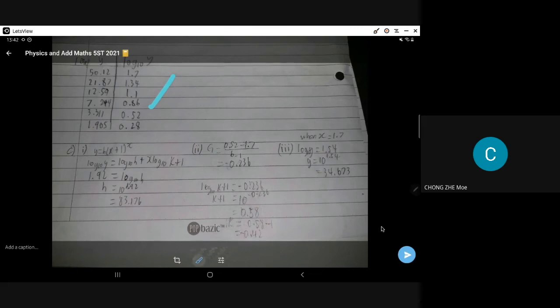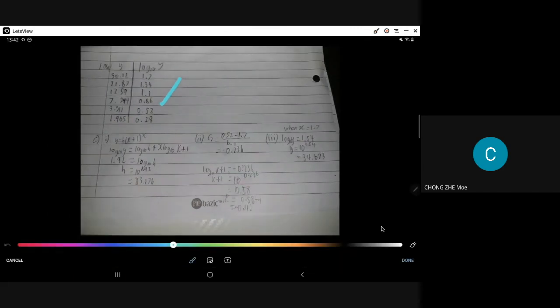For the second one, you need to find the gradient first, then use the equation of log 10k plus 1 to find k. And the third one, you just look at the graph to get log 10y when x is 1.7, then change log 10 to the other side.